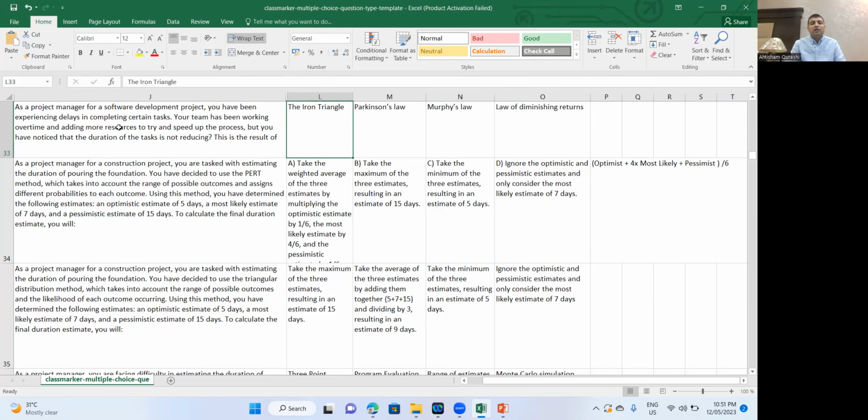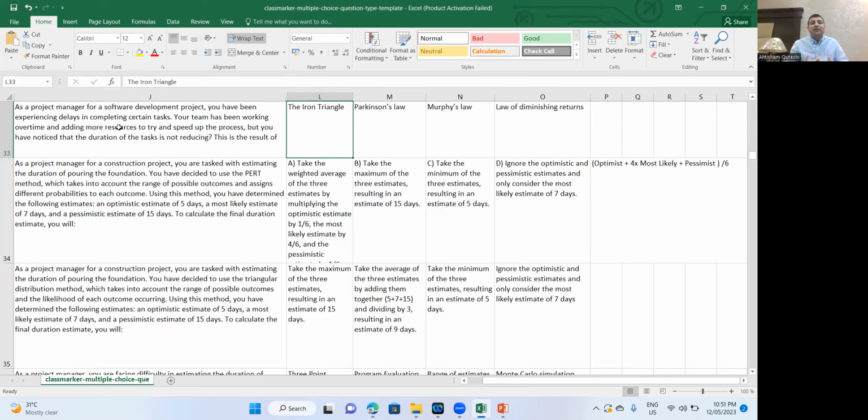If you read the question, it is saying that your team has been working day and night, overtime, and adding more resources to try to speed up the process. But you have noticed that the duration of the task is not reducing. This is the result of what? What do you think? I think it will be B. Law of diminishing return, actually.